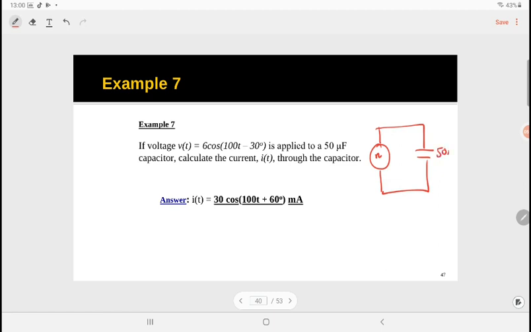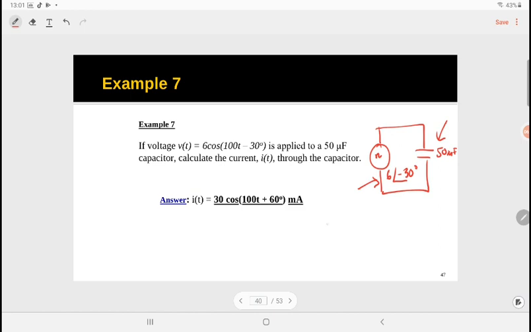Okay, the value of the capacitor is 50 microfarad, and then v(t) here. I convert directly to the phasor form, so you get 6 with a phase angle of negative 30 degrees. Therefore, in order to solve this, we need to convert the whole circuit into phasor form. This one I already converted, so next we need to convert the capacitor into phasor form.